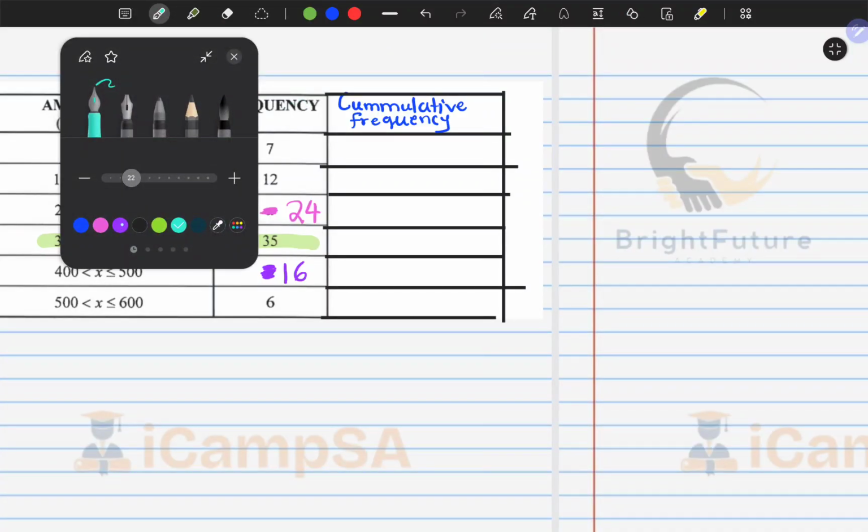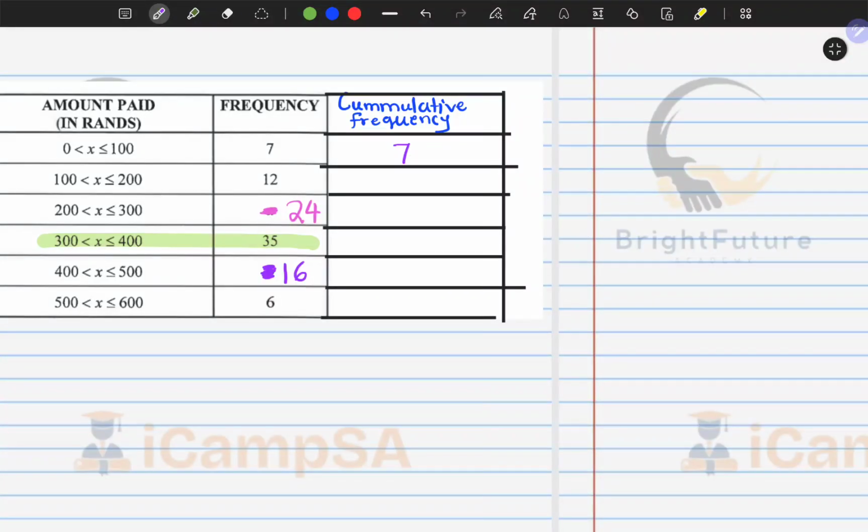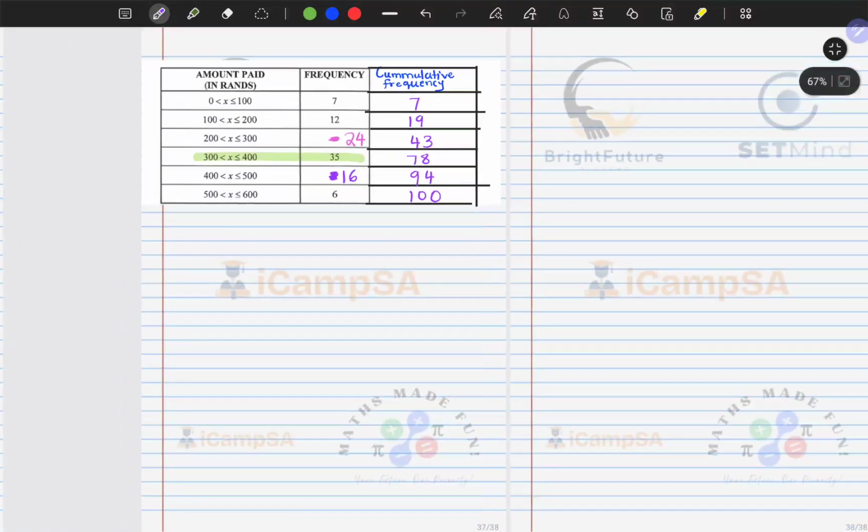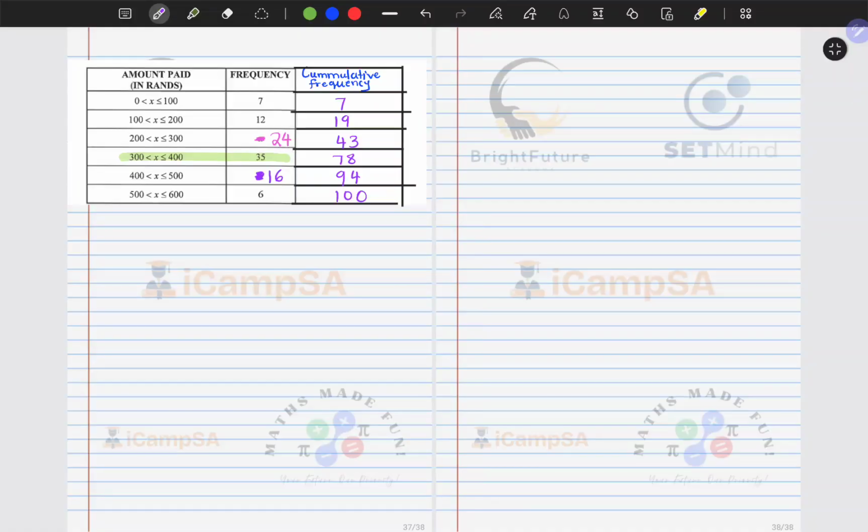So remember, the first part is very simple. You always put in your 7. Then the next one, you add this one and that one. So you are going to have 7 plus 12, and that gives you 19. Then you add the 19 with the 24 that we found, and you get 43. Then you add the 43 with the 35 that you see below, that becomes 78. Then add the 16, it becomes 94. Then you add the 6, and that becomes 100. So that is our cumulative frequency.